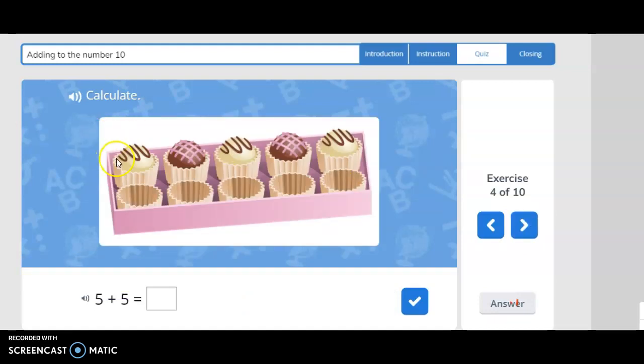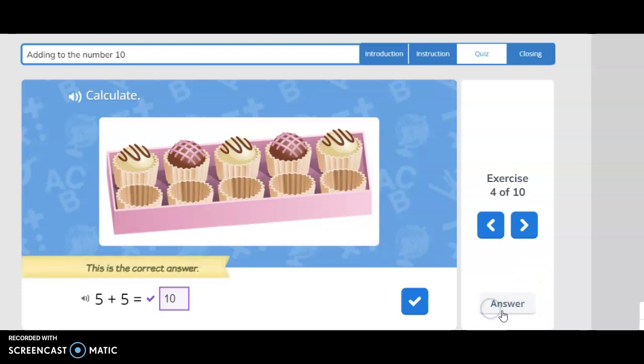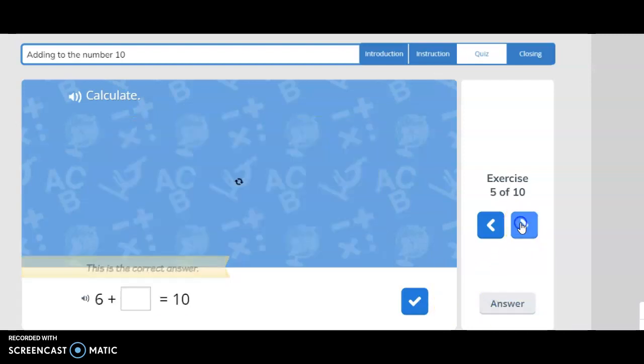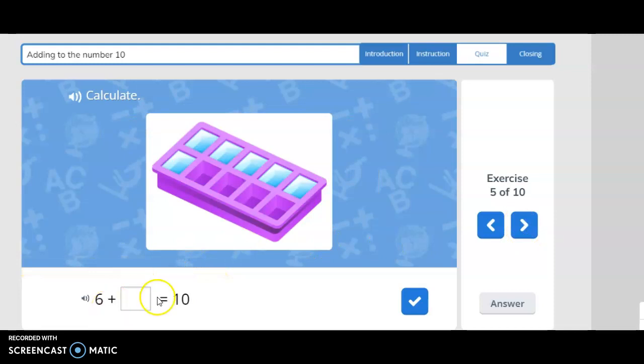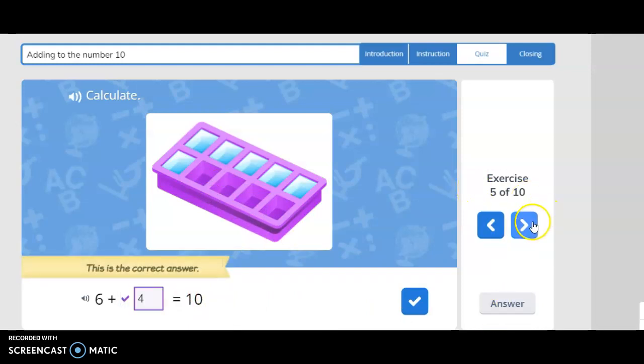I have 5 cupcakes. 5 plus 5 equals. If you said 10, you are correct. 6 plus what will give me 10? Here I have 6 ice cubes. How many more is missing here would tell me exactly how much I need to make 10. You said 4, you are correct.